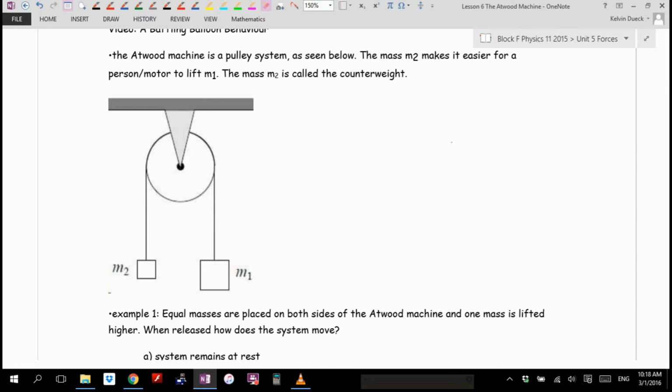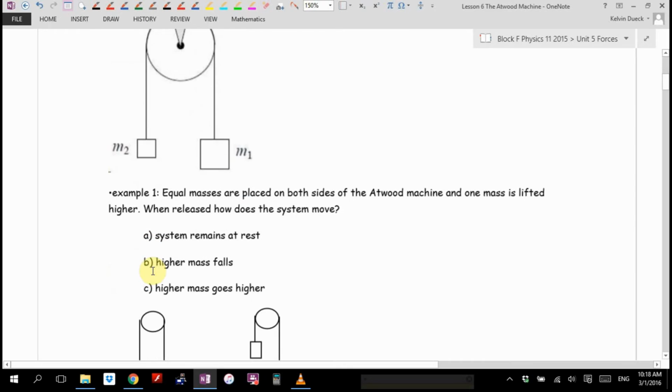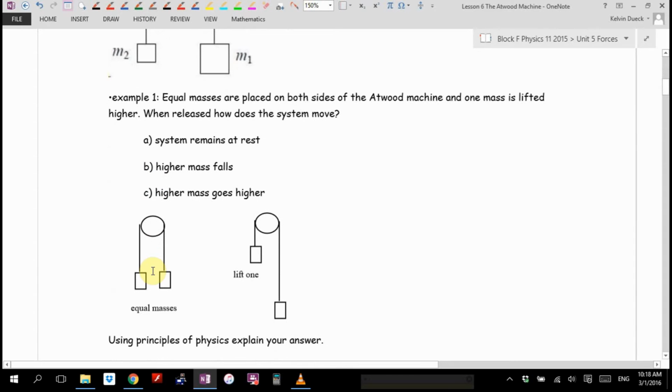But for now, here's our thought question. Suppose we have an Atwood machine, a massless, frictionless pulley, massless ropes, and equal masses are put on either side of the pulley, and one mass is lifted higher. When I let this mass go, what's going to happen? A, nothing, the system remains at rest. B, the higher mass is going to fall. Or C, the higher mass is going to go higher.